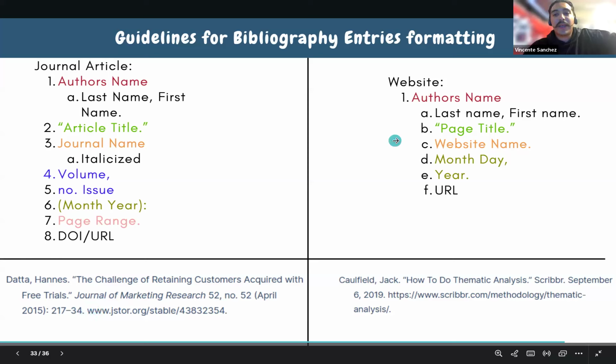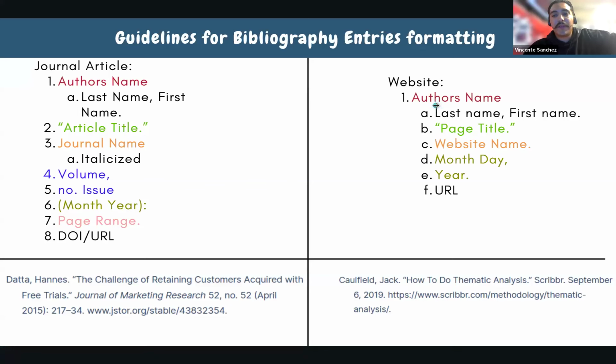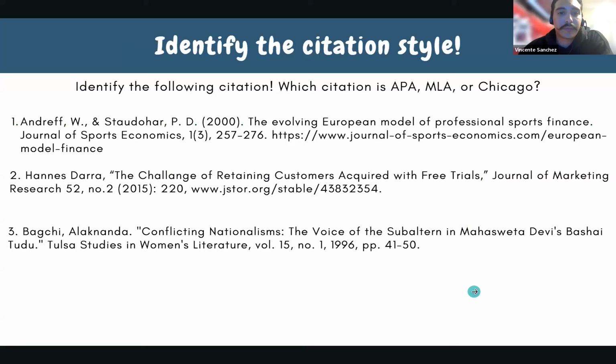And so for the website, once again, that's probably going to be the easier one. So all you're going to need is the author's name if it's available, the page title, the website name, month, date, the year, and then the URL. So we have right here, the author's name is Caulfield Jack. And then the page title is going to be how to do thematic analysis, followed by the website name and the month, date, and year, and URL.